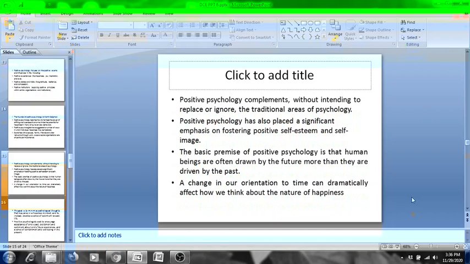The basic premise of positive psychology is that human beings are often drawn by the future more than they are driven by the past. A change in our orientation to time can dramatically affect how we think about the nature of happiness.